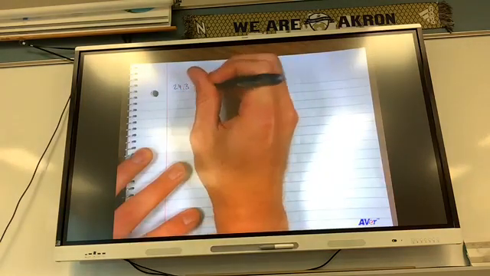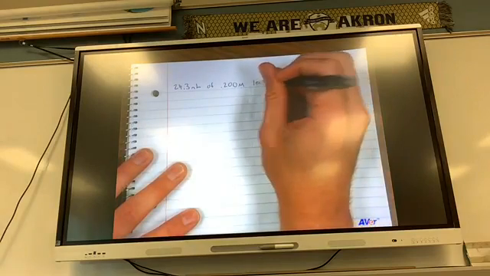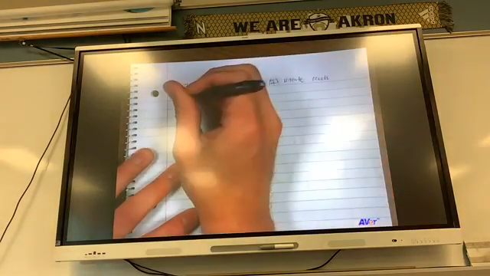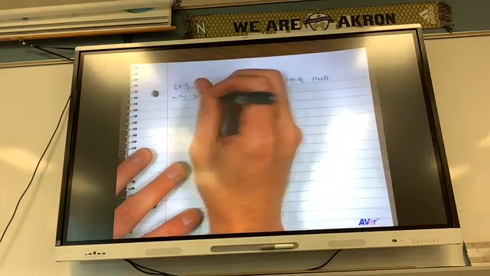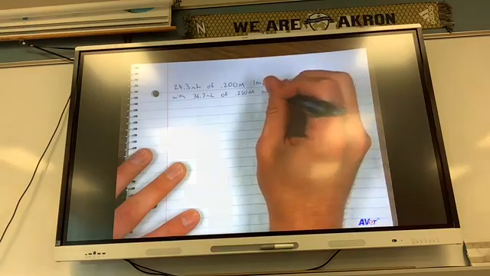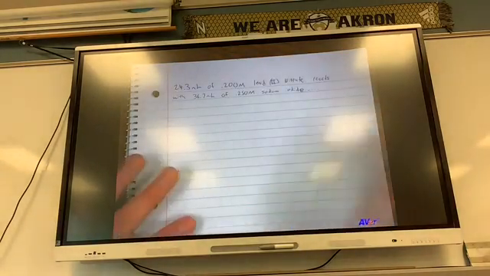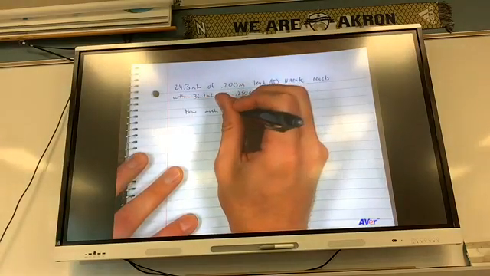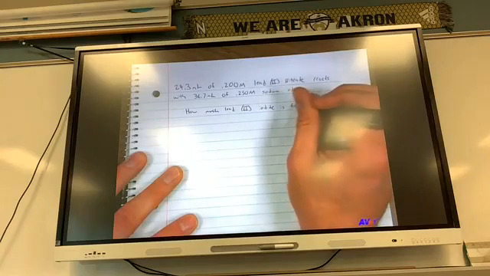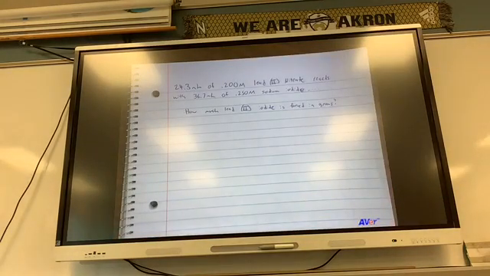Start out with 24.3 milliliters of 0.200 molar lead(II) nitrate reacts with 36.7 milliliters of 0.250 molar sodium iodide. I would want to know how much lead(II) iodide is formed in grams. How much lead(II) iodide is formed in grams?